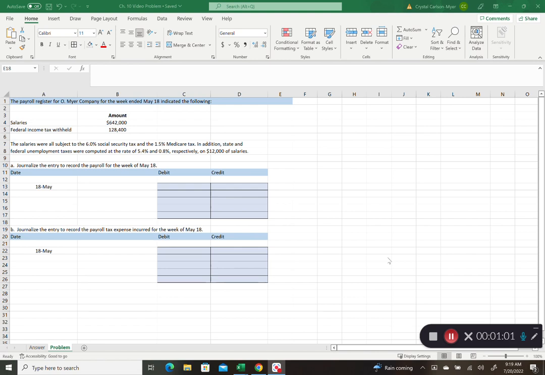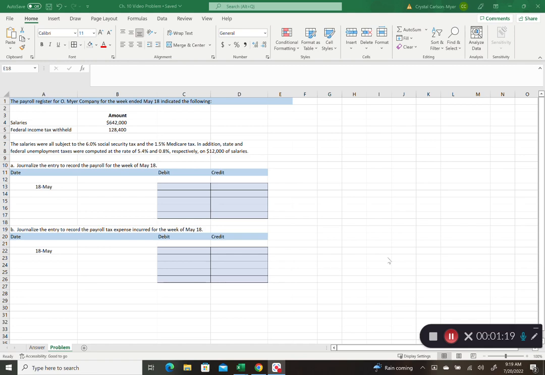So the payroll register for O. Meyer Company for the week ended May 18th indicated the following. They had salaries of $642,000 and federal income tax that was withheld of $128,400. This says the salaries were all subject to a 6% Social Security tax and a 1.5% Medicare tax.